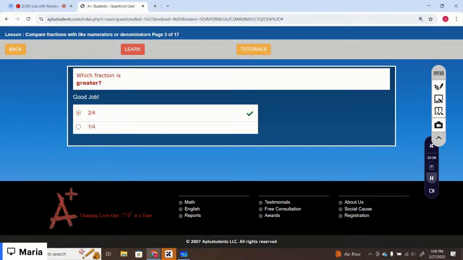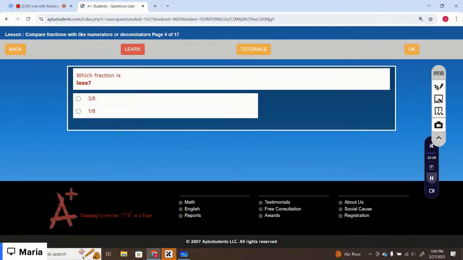Which fraction is less? 3 by 8, 1 by 8. So 1 by 8 is less than 3 by 8, right? Option number 2 is the correct option.